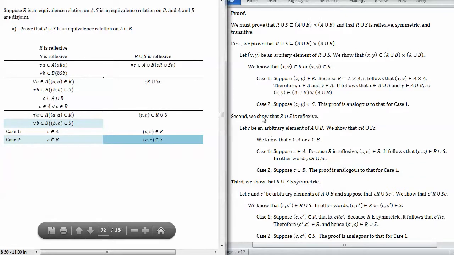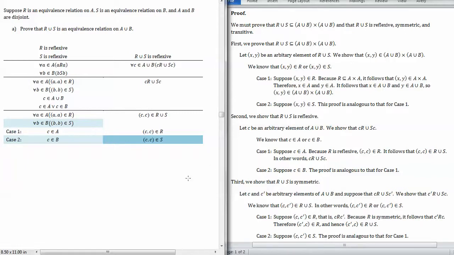So the proof of that one is right here. And you'll see that actually in all these proofs, in case 2, I said what my supposition was, and then I just said this proof's analogous to that for case 1, because I didn't want to clutter things up too much, and they really are basically the same with some different letters.